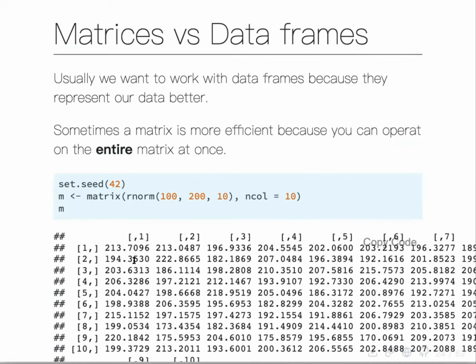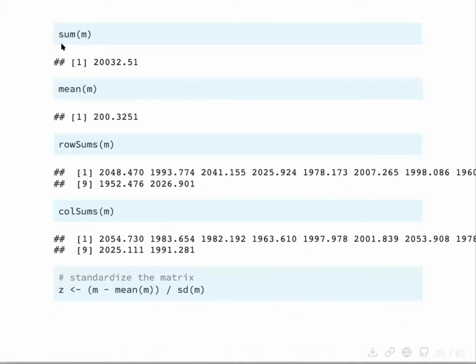So here I have a big matrix. Well, not that big, but 100 rows with a mean of 200 and a standard deviation of 10, and 10 columns. So it's a fairly large matrix. And I can use sum of M to sum all of the values of the matrix all at once, in a single operation. Mean of M, same way. And then there's additional functions like these, row sums and col sums, that will give you the row and the column sums. There's also row means, things like that.